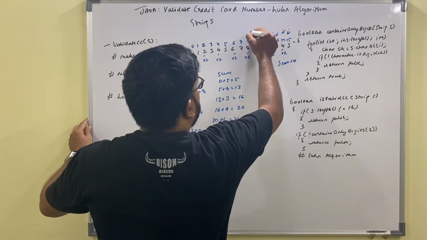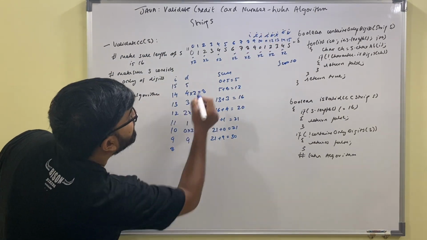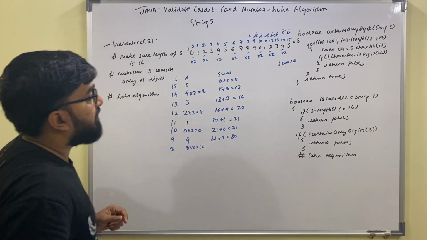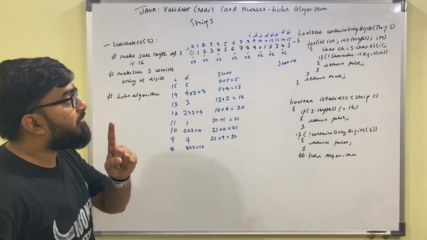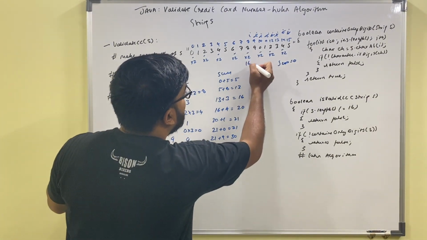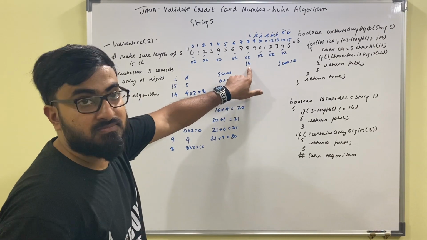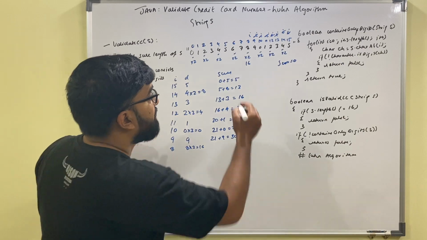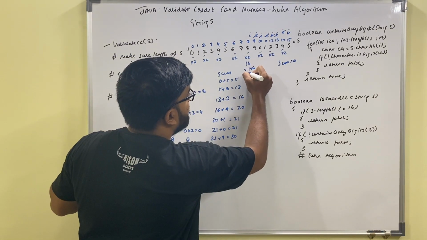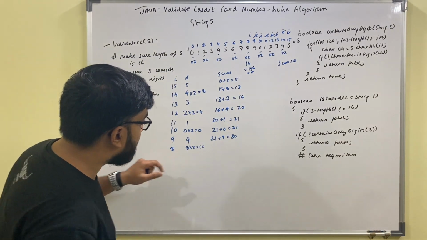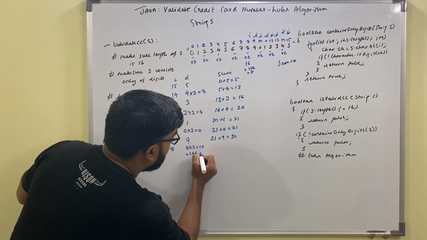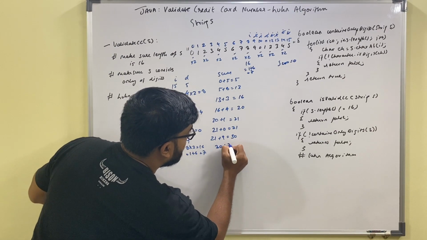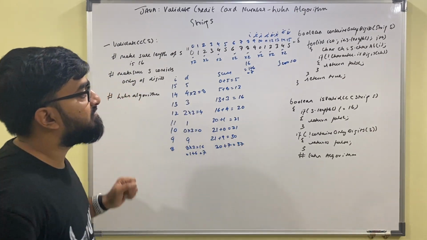Okay, i is 8. The digit at i is 8. I double it, I get 16. One final point of Luhn algorithm is that when you get a number which is 2 digits, that is when you multiply this 8 by 2 and you get 2 digits, you have to add the individual digits. So this is 1 plus 6 equal to 7. And then you add 7 to the sum, so it becomes 30 plus 7 equal to 37.